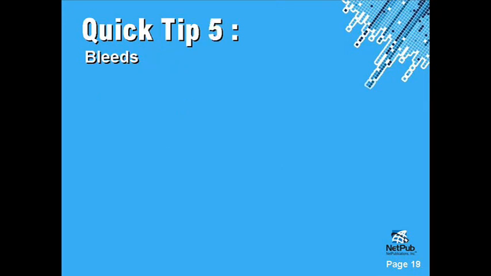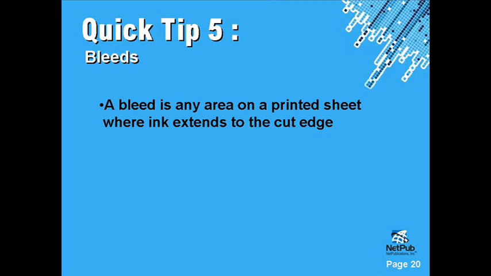A bleed is any area on a printed sheet where ink extends to the cut edge. One problem of inaccurate bleeds is that an image that you expect to extend to the edge will show a tiny white line on the trim edge. It leads to an unpolished, unfinished look that you would want to avoid. We require at least 1/8 or 0.1250 bleed.